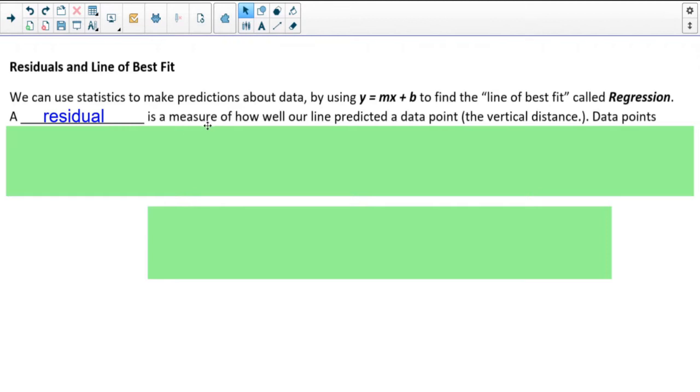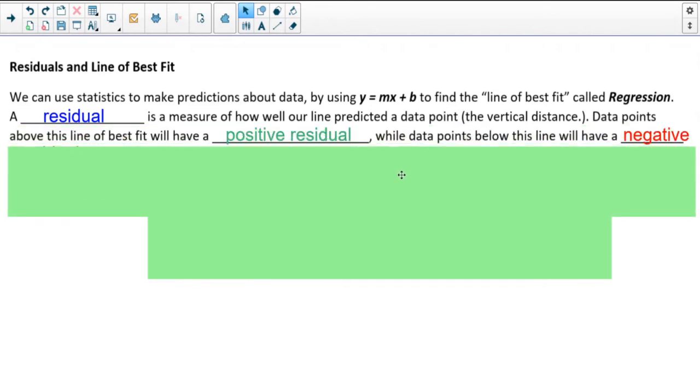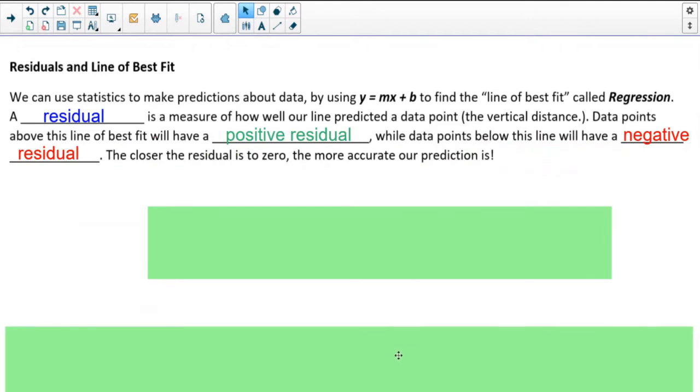So a residual is a measure of how well our line predicts a data point, the vertical distance between the point and our predicted point. Data points that are above this line will have a positive residual, while data points below this line will have a negative residual. But you really want a very small residual, because the closer it is to zero, the more accurate your prediction was. And that's the whole point of statistics, using data to make predictions about the future.